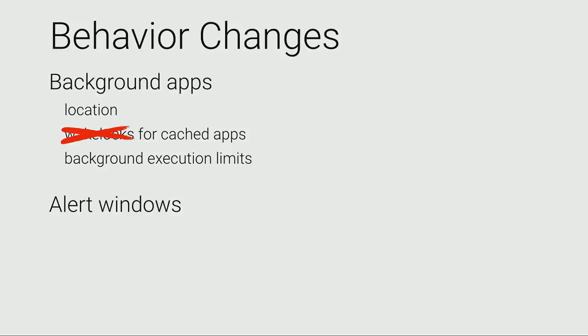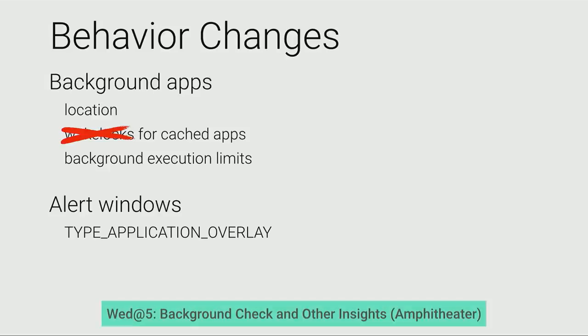There have also been changes to alert windows. In particular, there's this new type of window called Type Application Overlay. If you are targeting the O SDK, then this is the window type that you must use if you want to have an alert window capability. If you're on earlier releases, obviously that didn't exist, you're not going to use this. Just know that whatever window type you are using is going to be layered under one of these Type Application Overlay windows because we have a more clearly defined layering policy now with that.